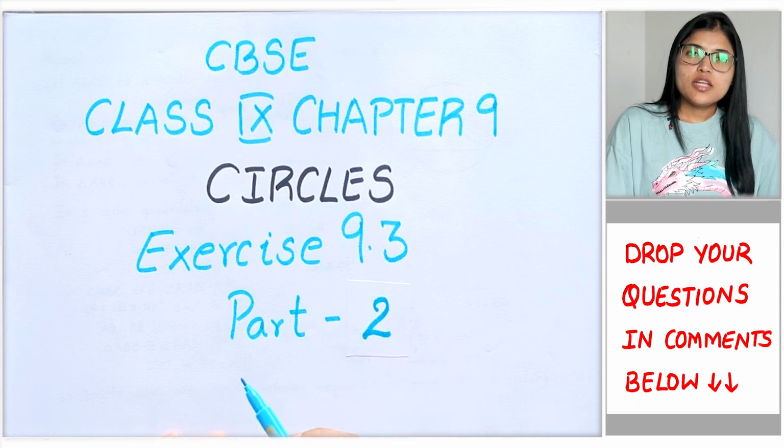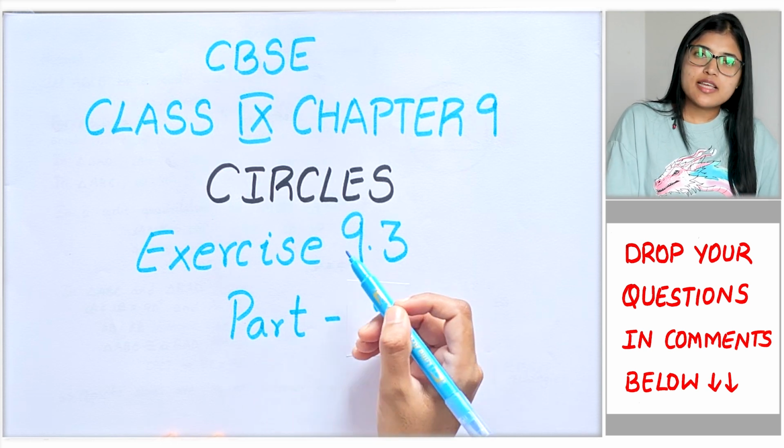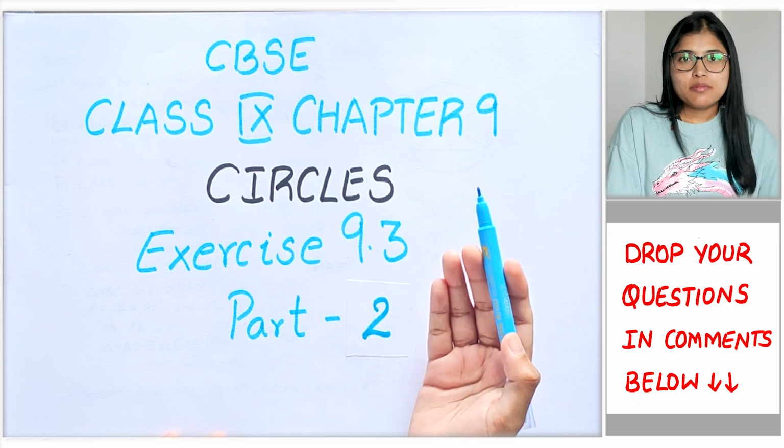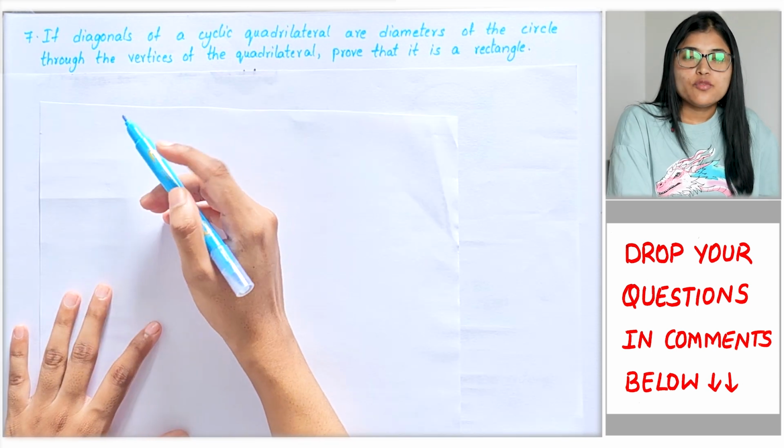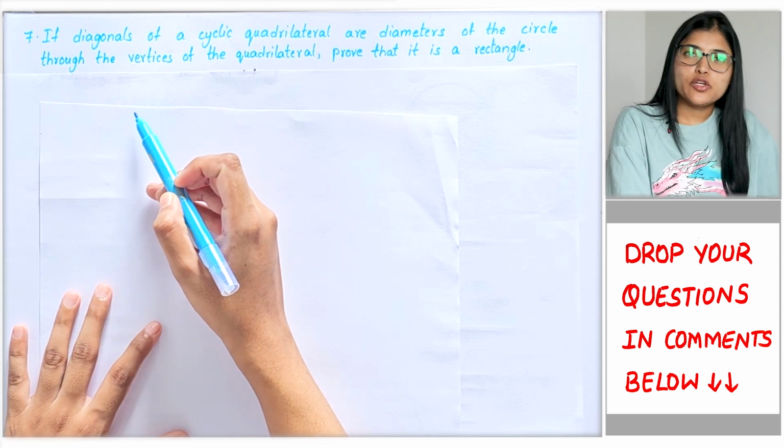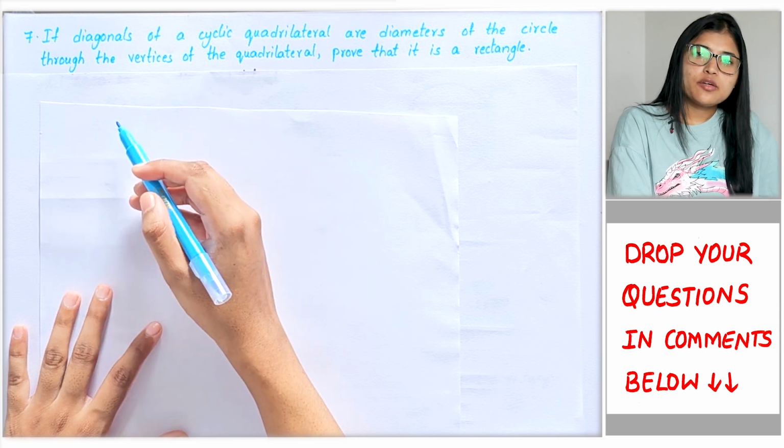In this video, we'll be solving part 2 of exercise 9.3 questions from chapter 9 circles of class 9 CBSE mathematics. In this part, we'll be solving from question number 7 to question number 12. Let's take a look at question number 7.